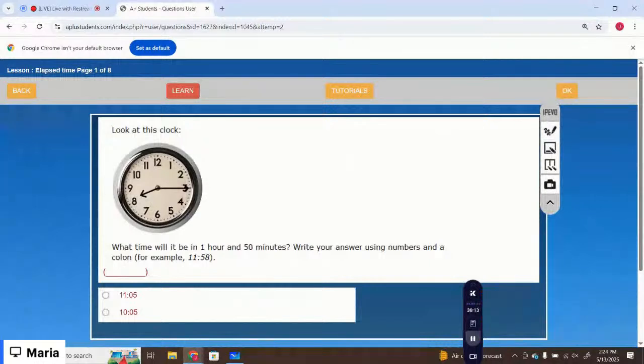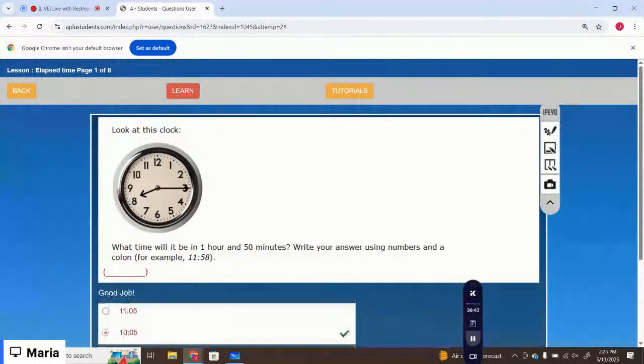Look at this clock. What time will it be in 1 hour and 50 minutes? That's the one we just did in the tutorial. So which is the correct option? At 1 hour and 50 minutes, that would be 10:05. Option number 2 is the correct option. 10:05 it is.